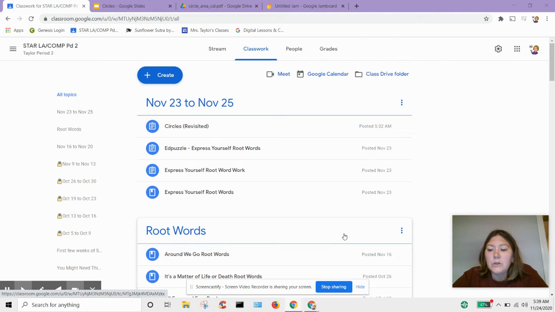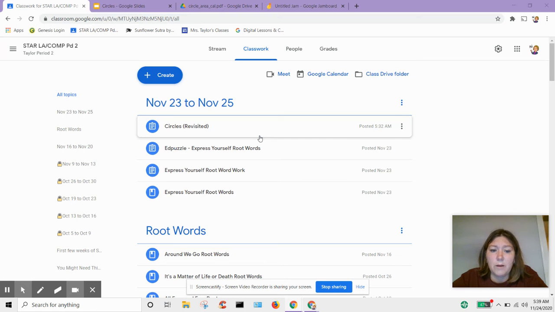Hey guys, so today we're going to revisit the circle lesson. I know that when we did the circle lesson last week, a lot of people were absent, and I just want to make sure that everybody understands how to find area and how to find the diameter of a circle. So we're going to redo the lesson, and then I'm going to give you an opportunity to do some problems on your own because it should just be review.